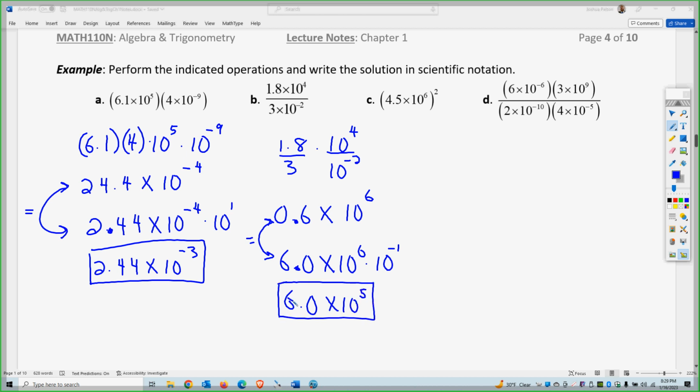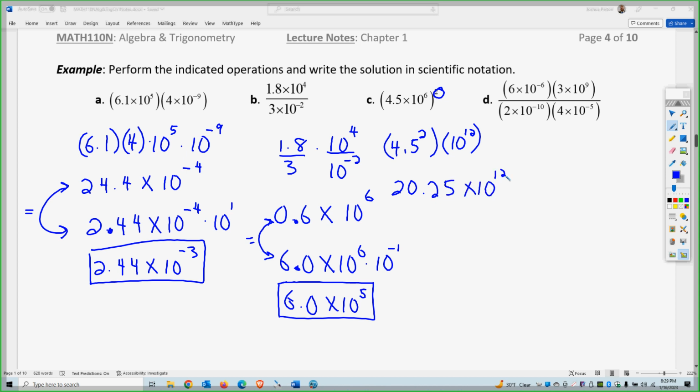Okay. All right, so the next one, C, power to a power, but that power or exponent goes to the entire power. So this is 4.5 to the second power and 10 to the 12th, right? Because power to a power rule is multiply. So we treat the number just as normal, 4.5 squared. So that's, let me think here. 20.5, right? No, that'd be 20.25. Sorry, I'm trying to do math in my head here. Times 10 to the 12th.